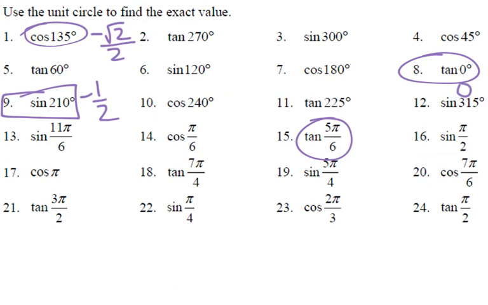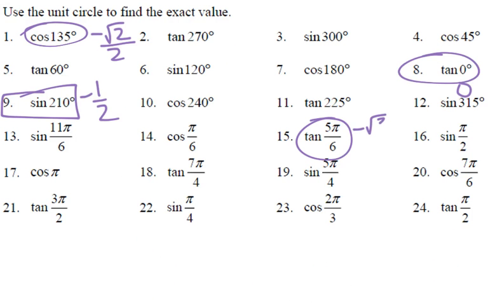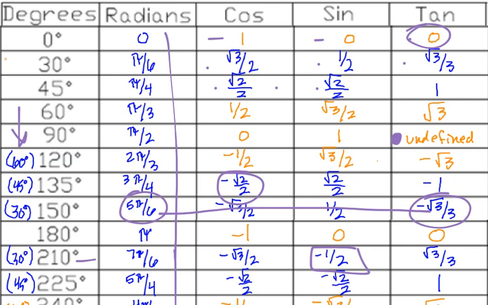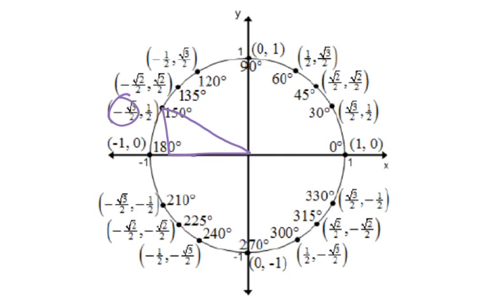So 5 pi over 6, that's 150 degrees. We want the tangent. Tangent of 5 pi over 6 is negative square root of 3 over 3. Why is it a negative? Well, where is 150 degrees? 150 degrees is right there. So the cosine is negative. The sine is positive. Tangent is the sine over the cosine. Positive over negative still stays a negative.